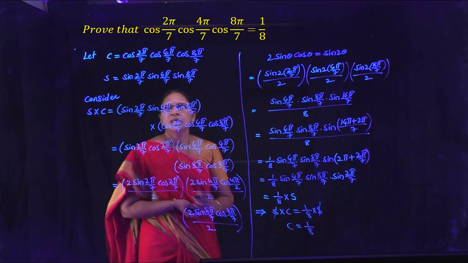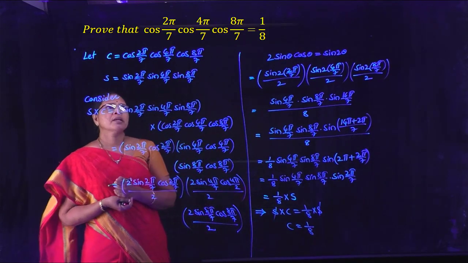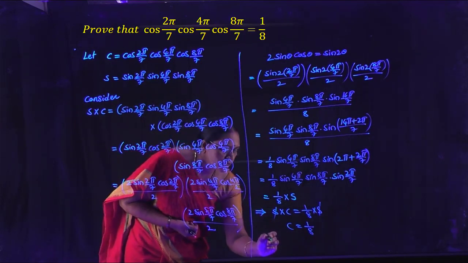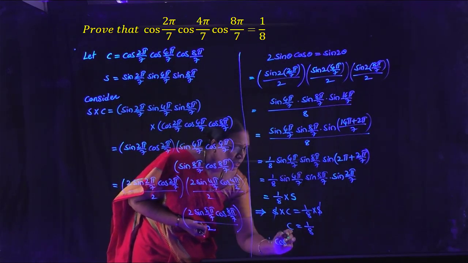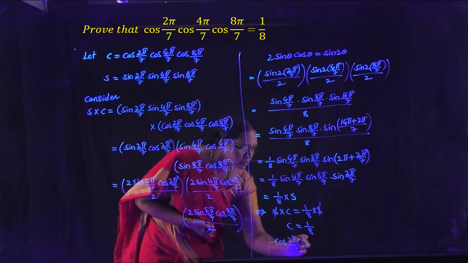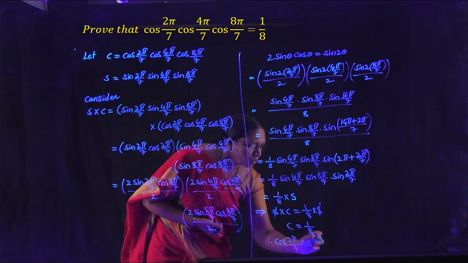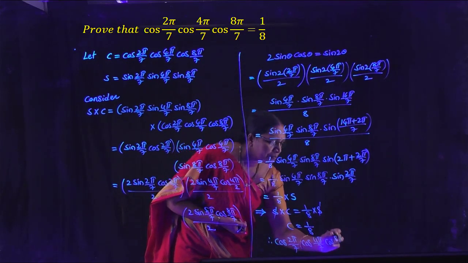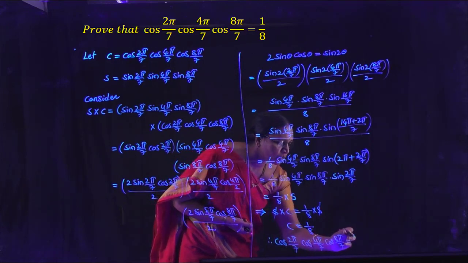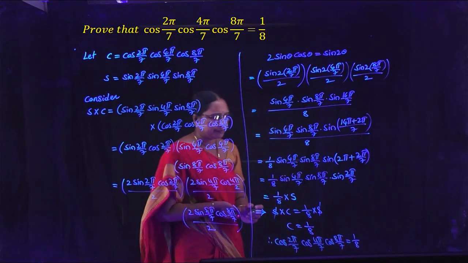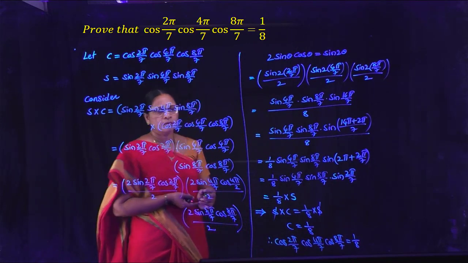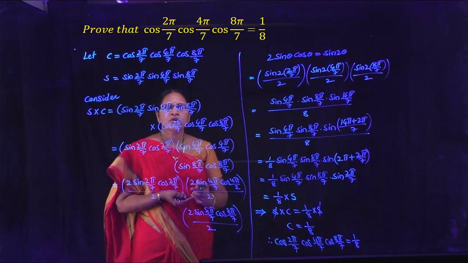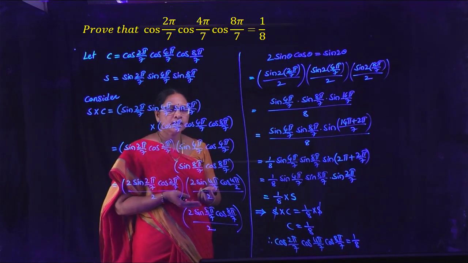We know that C is cos 2 pi by 7, cos 4 pi by 7, cos 8 pi by 7. Now substituting, we get cos 2 pi by 7, cos 4 pi by 7, cos 8 pi by 7 is equal to 1 by 8. Use this method only in case of cos angles which are in GP.